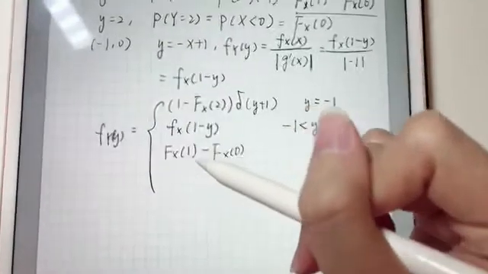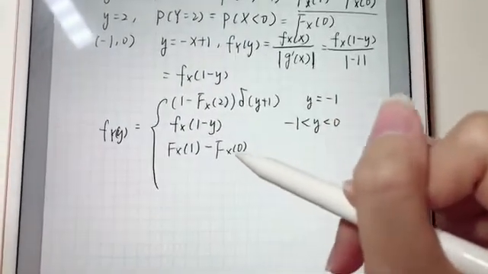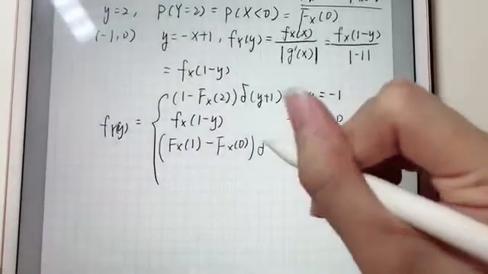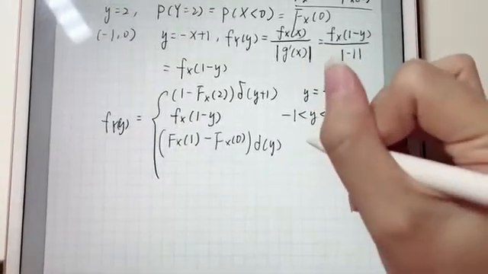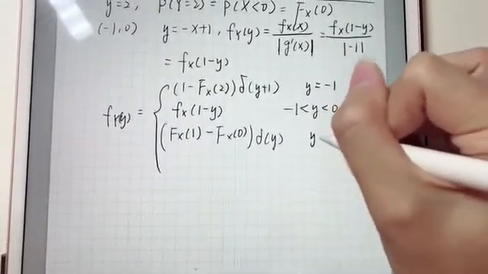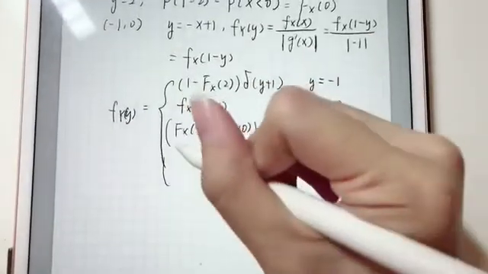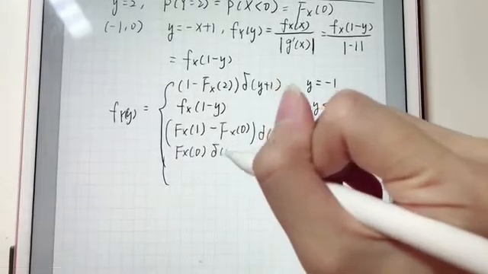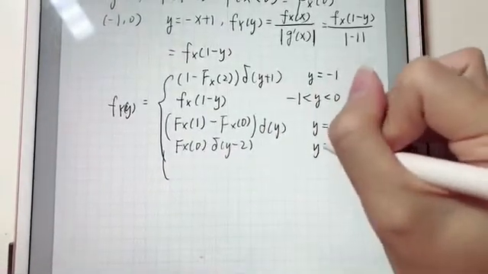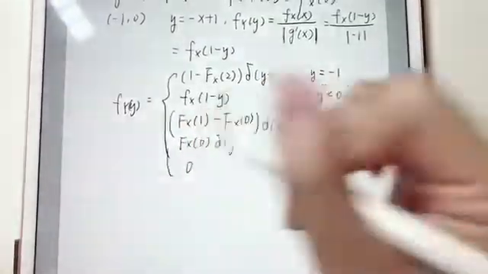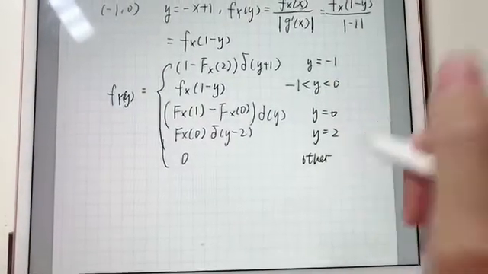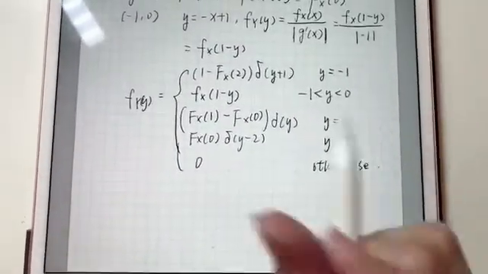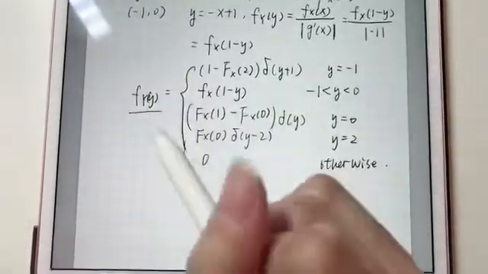y is between -1 to 0. Then large F_X when x equals 1 minus large F_X when x equals 0, multiplied by the impulse function delta(y), under the situation that y equals 0. Then large F_X when x equals 0, multiplied by the impulse function, under the situation y equals 2. And in other situations, f_Y(y) will equal 0. Now we got the expression of little f_Y(y).